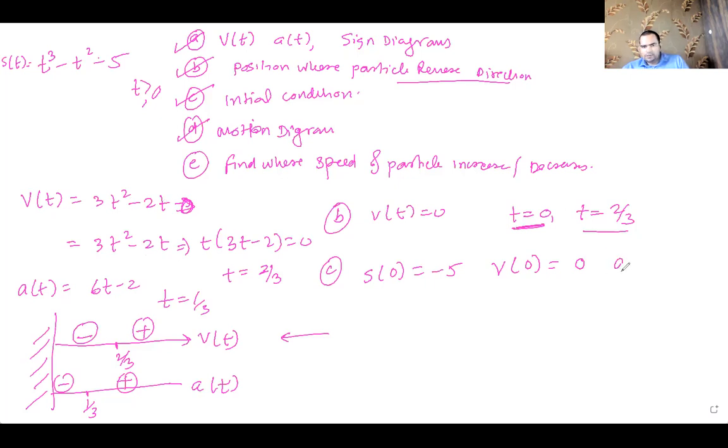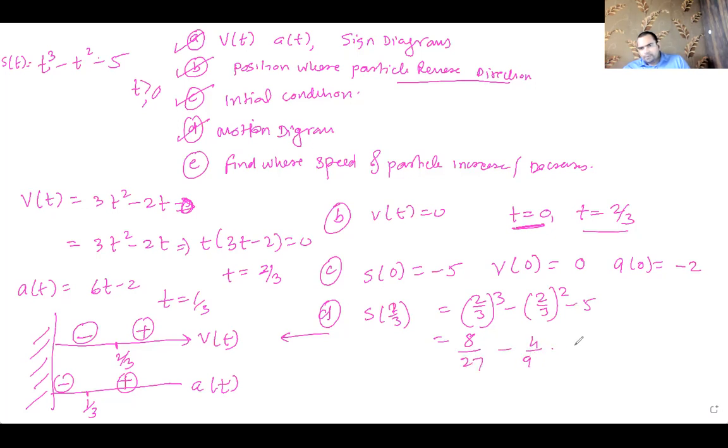Then a of 0 is at -2. So these are the three values. Now for the D part, we first find the position where it reverses the direction. So let's find S of 2/3. It'll be 2/3 cubed minus 2/3 squared minus 5. So it'll be 8 upon 27 minus 4 upon 9 minus 5.